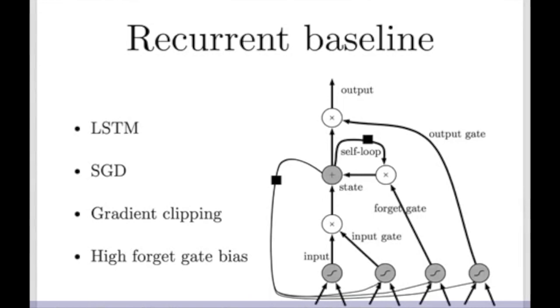You can train this with stochastic gradient descent. I've heard a lot of people say that you don't even need to use momentum in this case. The LSTM already makes it easy enough to optimize that you don't need that extra step, but momentum is usually helpful. One thing that's really important when training any kind of recurrent network is to apply gradient clipping.